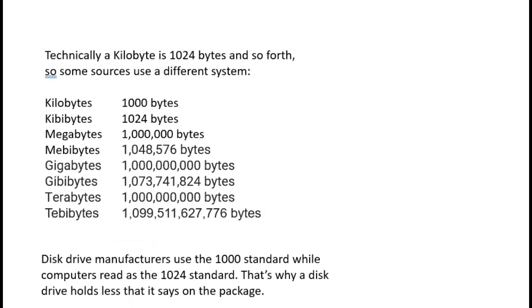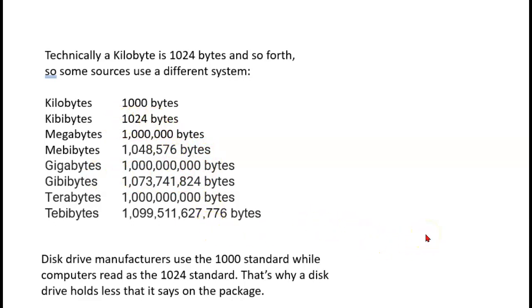Now, the caveat here. Technically, a kilobyte is 1024 bytes, and a kilobit is 1024 bits. So some sources like to use a different system. They'll use kilo, mega, giga, and tera for these even numbers, and they'll use a B instead, kibi, mebi, gibi, and tebi. So a kibibyte is 1024 bytes, a mebibyte is 1,048,576 bytes, and so on. In other words, multiples of 1024.